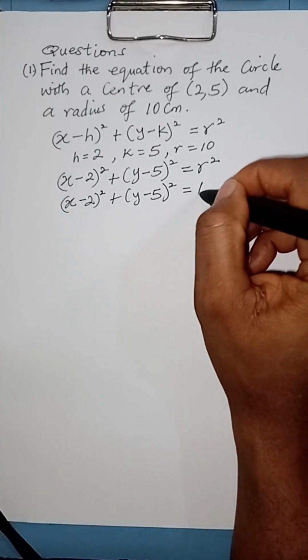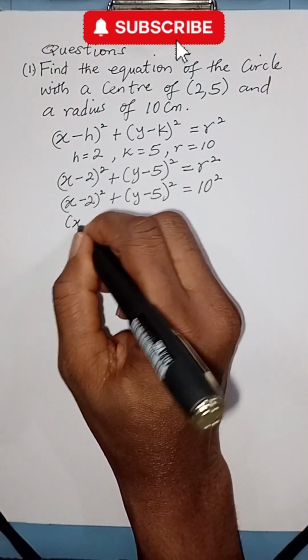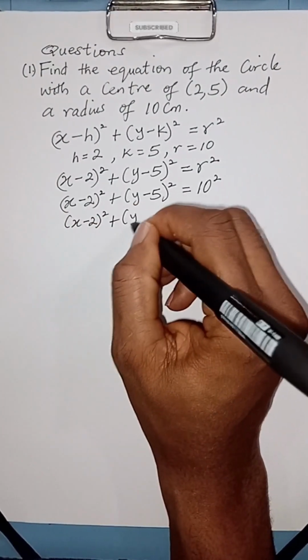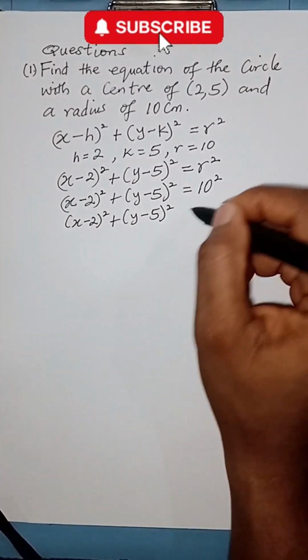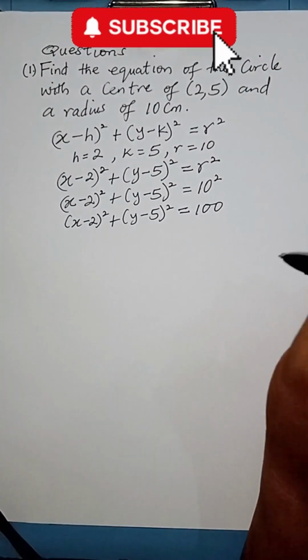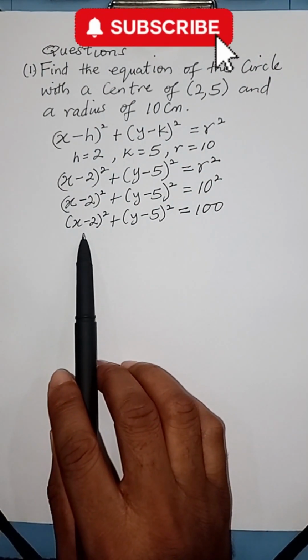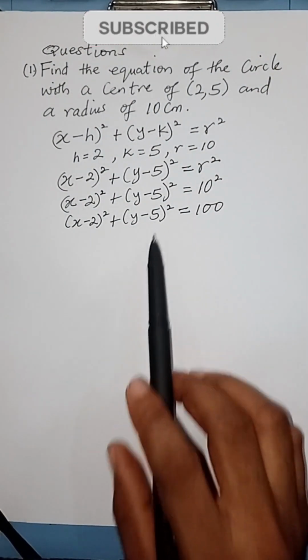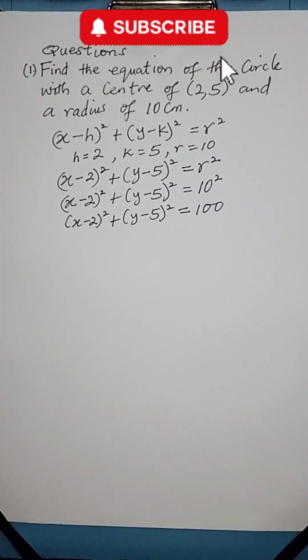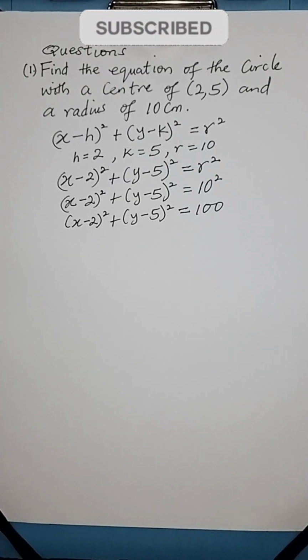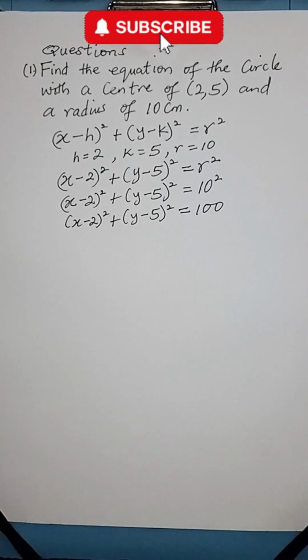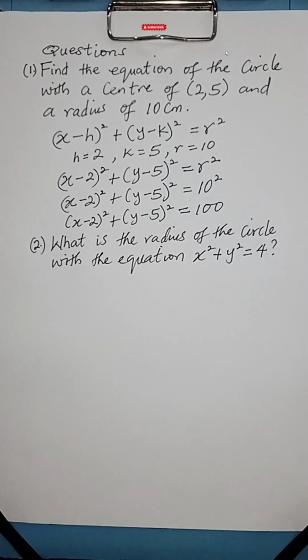So the radius squared is 10 squared, which gives (x + 2) squared plus (y - 5) squared equals 100. So let's leave our answer in this form. You can decide to expand this and then simplify further, but we can leave it in this form. This is also simplified. So this is the solution to the question.